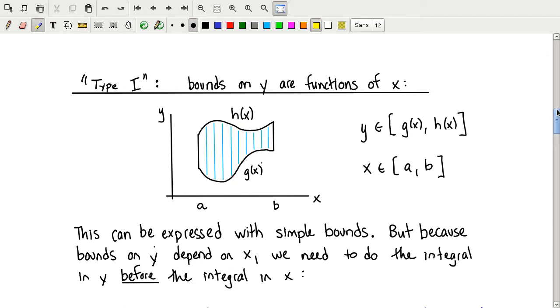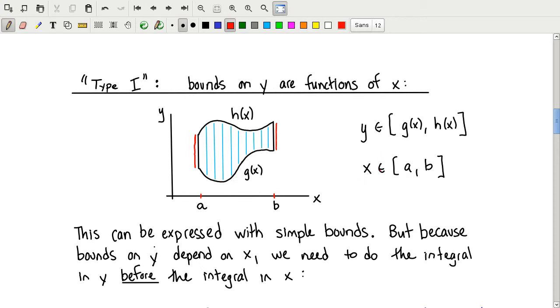Our book introduces two types of integral domains, which are very similar to each other, with one important distinction that we'll see. So it classifies as type 1 domains, domains where the boundaries on X are straight lines. So we have here a straight line, and here we have a straight line. The first at the point X equals A, and the second at the point X equals B. But the boundaries on Y are functions of X. So we have a lower boundary G of X and an upper boundary H of X.